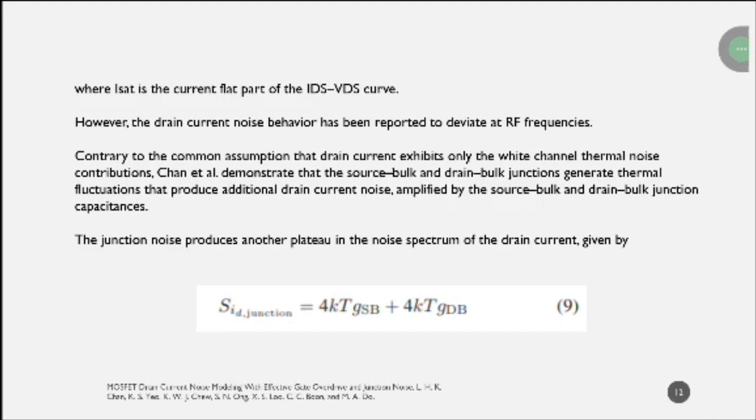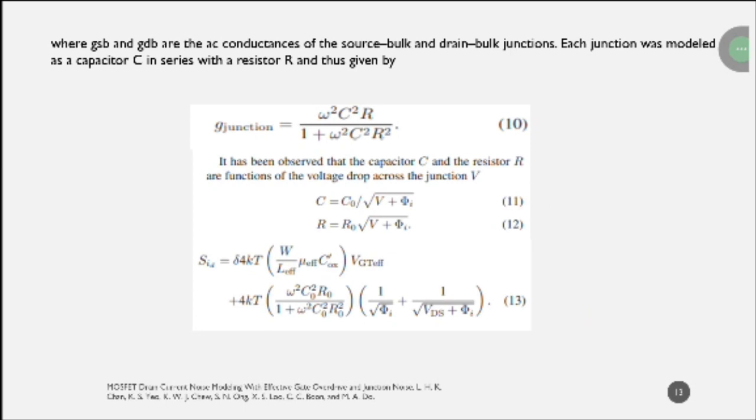The channel thermal noise demonstrated at the source bulk and drain bulk junctions generates thermal fluctuations, which produce drain current noise. It is a channel thermal noise, and it will be amplified by the source bulk and drain bulk junction capacitances. The junction noise produces another plateau, which will be given by the spectral density SID junction is equal to 4kT G of SB plus 4kT G of DB. GSB and GDB are the AC conductances of the source bulk and drain bulk junctions.